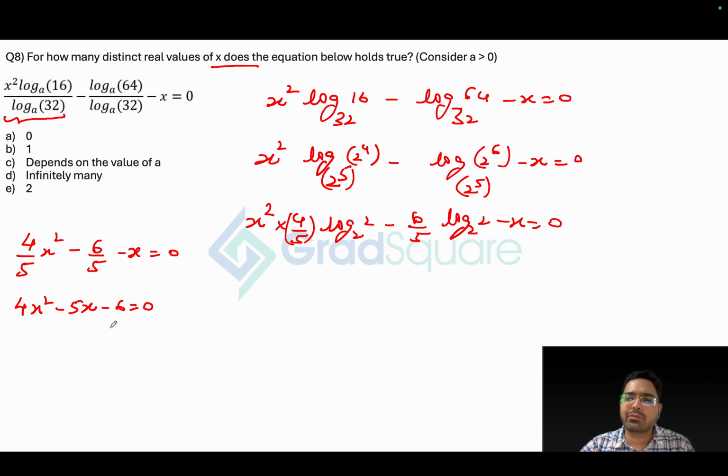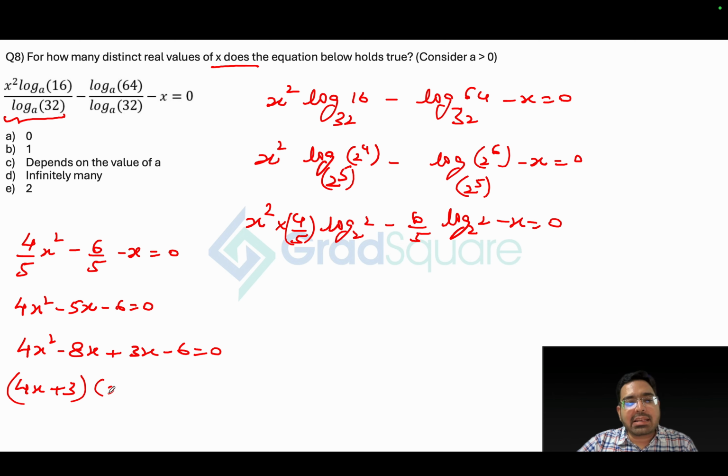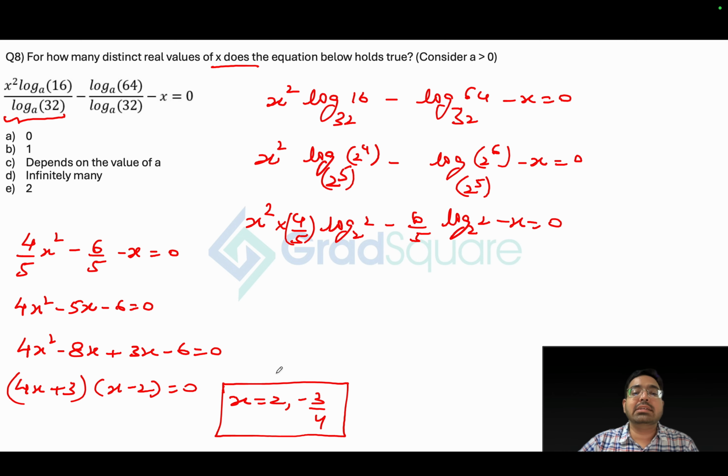That's your quadratic equation, and you can try and solve this particular equation. 6 into 4 is 24 and 8 into 3 is also 24. So 4x square minus 8x plus 3x minus 6 should be equal to 0. 4x you can take common and 3 you can take common from here. So (4x plus 3) times (x minus 2) equals 0. So you would get x equals 2 and x equals minus 3 by 4. Now typically students would want to mark this as the answer, option E2.